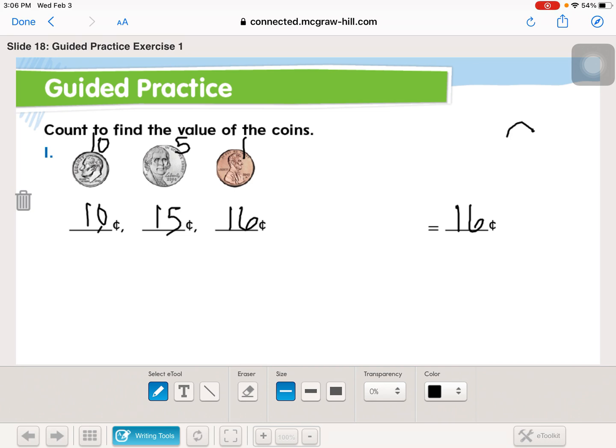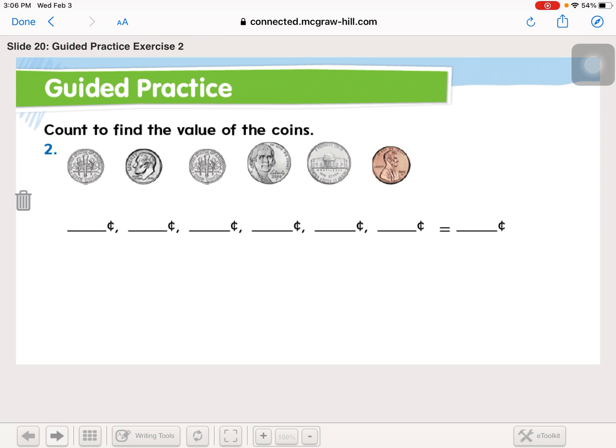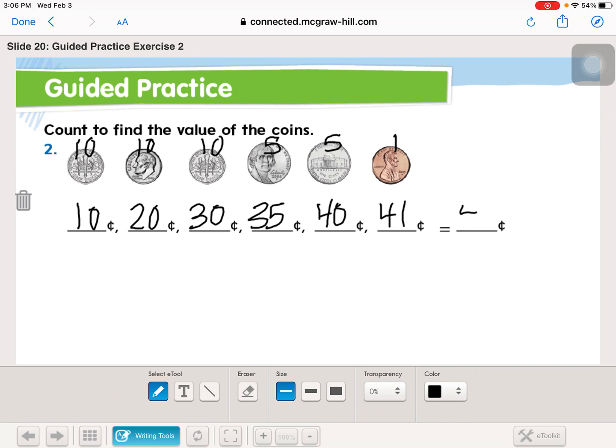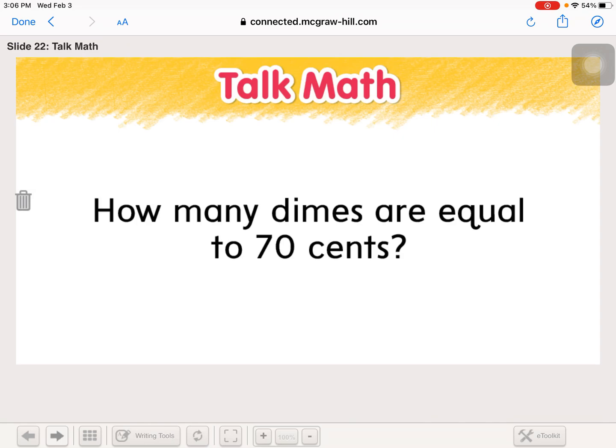The cents sign is a C because cents is spelled with a C. It's a C with a line through it. That means cents. So we have 16 cents. Now number 2, let's write our values on the top and then we'll count on. So dime is 10, 10, 10. Nickel, nickel, penny. So 10, 20, 30. 30 plus 5 is 35. 35 plus 5 is 40. 40 plus 1 is 41 cents.